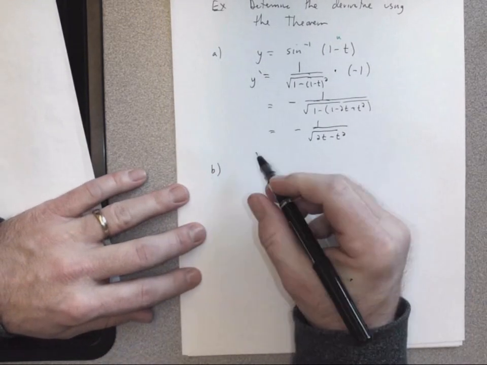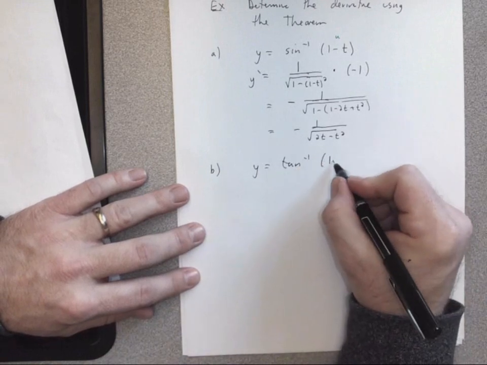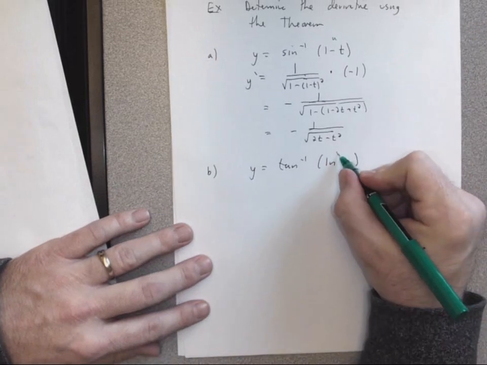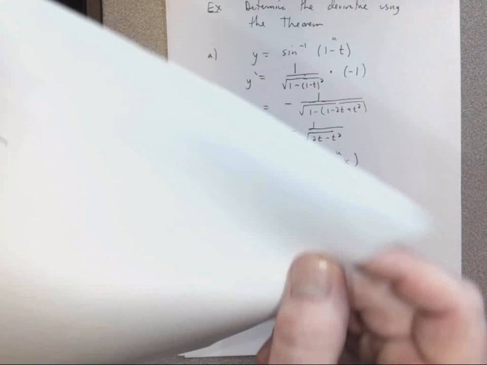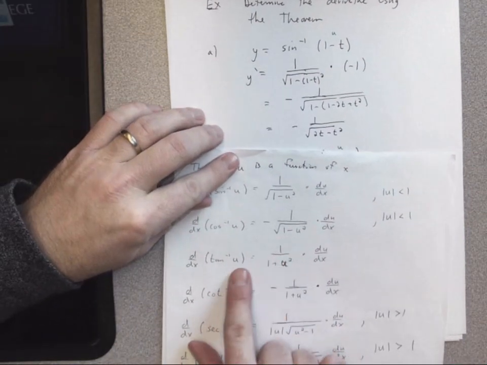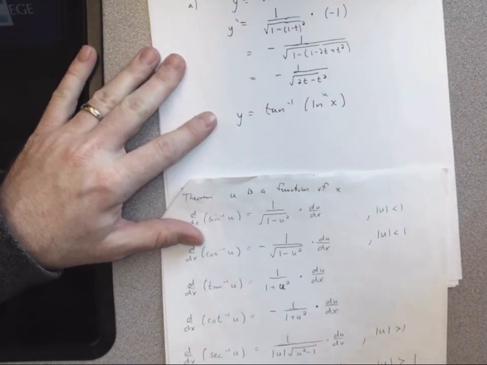B. y is equal to the tangent inverse of the natural log of x. Again, this piece is your u. It's the tangent inverse of u. And if we go back to the rules, what we can see is the tangent inverse of u is 1 over 1 plus u squared times the derivative of that u function. So this is going to be the u.